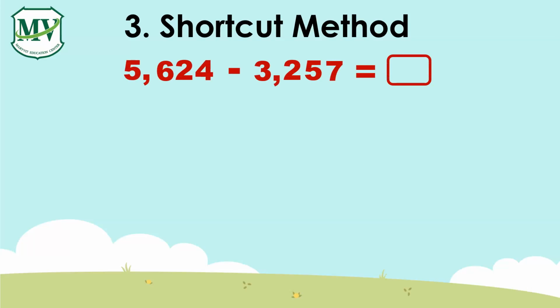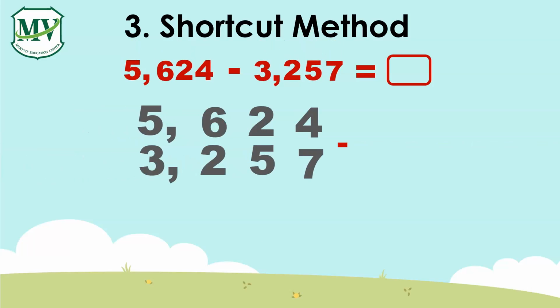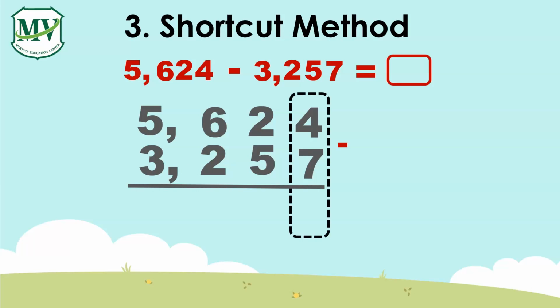Subtract 3,257 from 5,624. First, let's write the numbers in vertical way. We begin with step 1. Subtract the ones. 4 minus 7 cannot be.